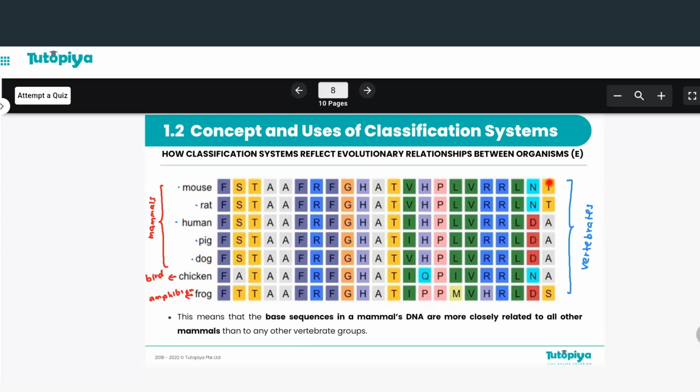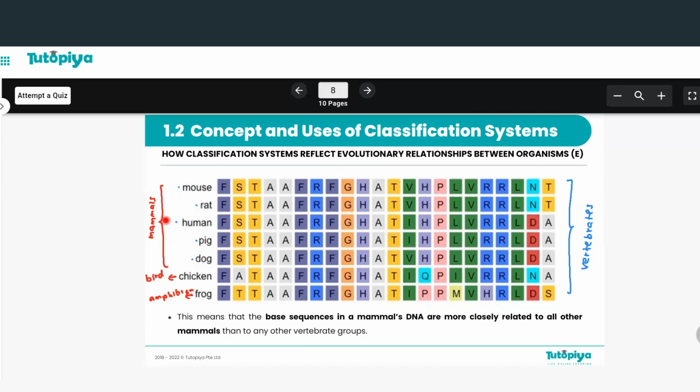So very similar base sequences among these 5 organisms mean that these 5 organisms are very, very closely related to one another. And we know that, right? Because we know that all these 5 organisms belong to mammals. So can you see how the DNA base sequences reflect the evolutionary relationships? All these organisms who have very similar base sequences have evolved from a common ancestor, and they are all grouped with a group of mammals.